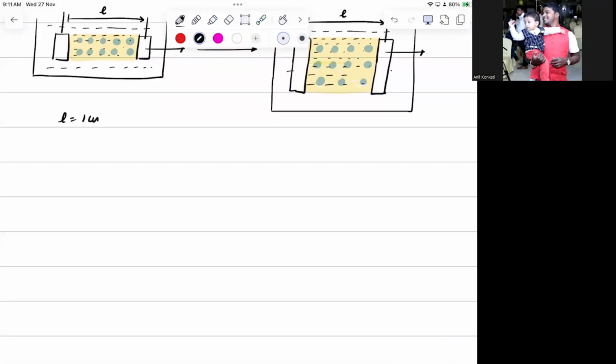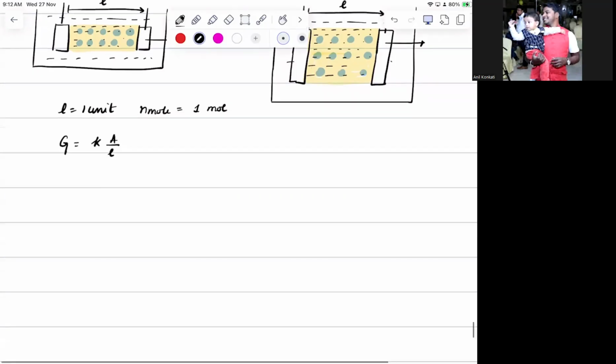Length is always 1 unit. Number of moles are always 1 unit. This is the important part of the definition for lambda. Volume and area can be anything that can keep changing. So G, which is equal to kappa into A by L, is conductance.